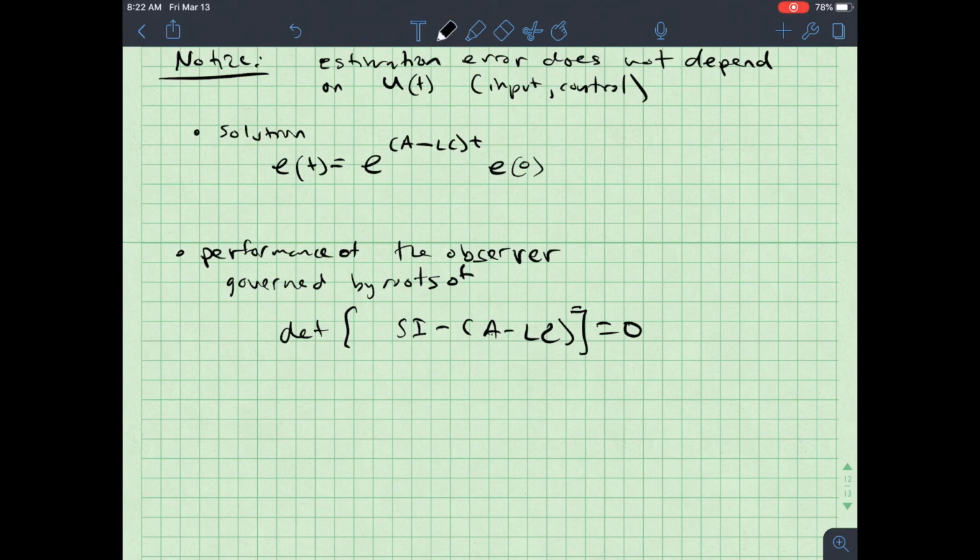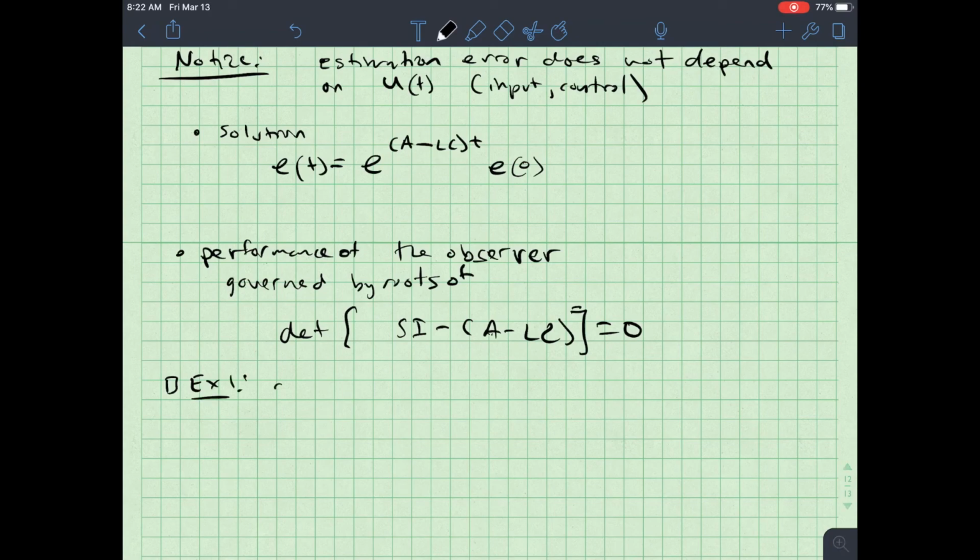Alright, so what I mean here is that the dynamics of the observer are governed by the roots of this equation. Specifically, the roots, if I call s my variable, A and LC are matrices, I is the identity matrix of size n by n. So let's do an example of doing observer design.